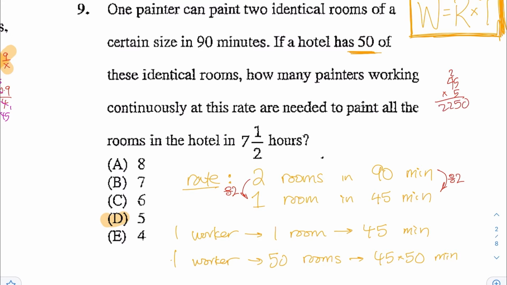That's 2250 minutes. And you can do 2,250 divided by 60. So you can cross out the 0. And 6 goes into 45 7 times. That's 37 3/6, or 37.5 hours. Now that's for 1 worker.